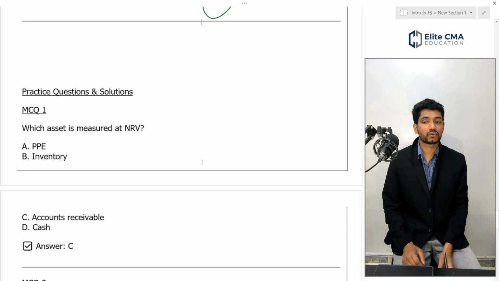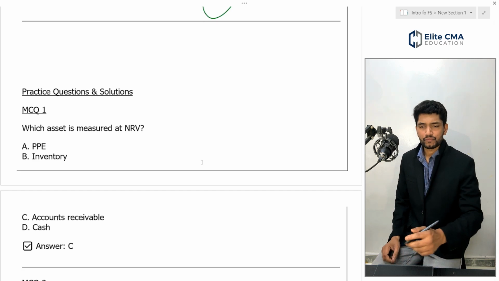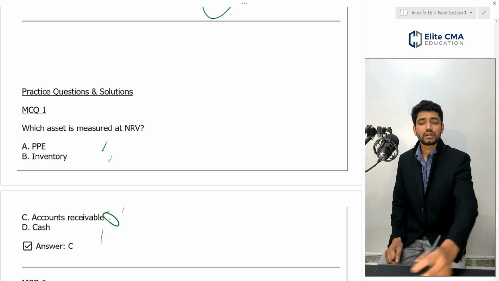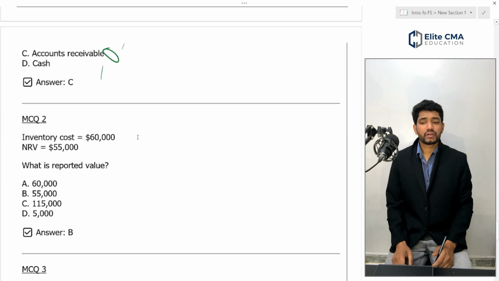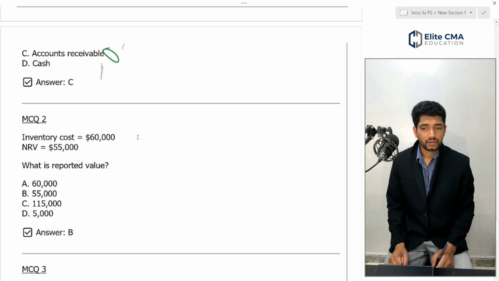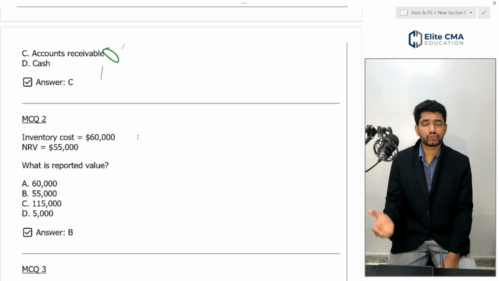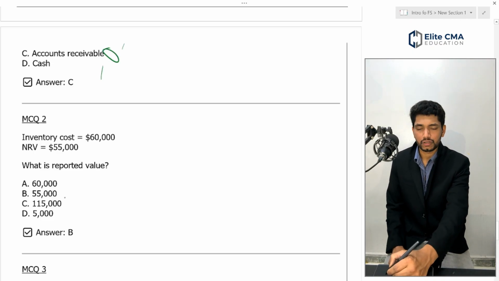So let's move into multiple choice practice questions. Which asset is measured at net realizable value? Property, plant and equipment, inventory, account receivable, or cash. Here it is account receivable. Question 2. Inventory cost is 60,000 and net realizable value is 55,000. What is the reported value? For the inventory, the lower of cost or net realizable value will be the reported value. So in this case, it is 55,000.